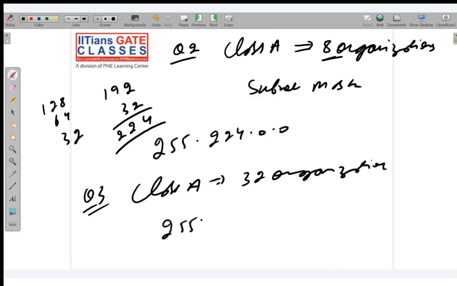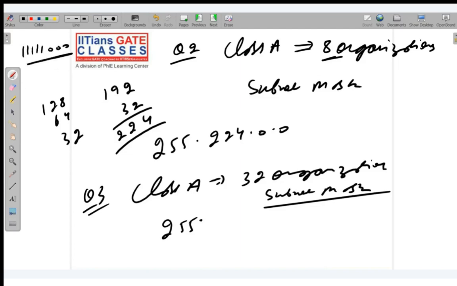Subnet mask, we are calculating. 32 means the first 5 bits will be 1. Now you can do the reverse order also, like adding 16 and 8, but it's better to take the first 5 bits. So you will say like this: 1, 2, 3, 4, 5, and then 1, 2, 3.